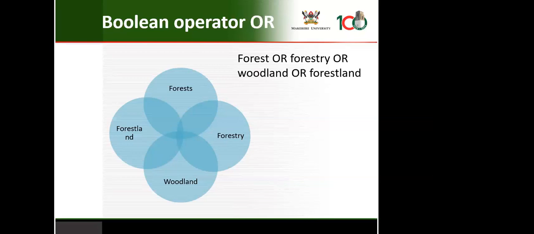So if you look at that diagram, I was looking for literature that has forest or forestry or woodland or forest land.